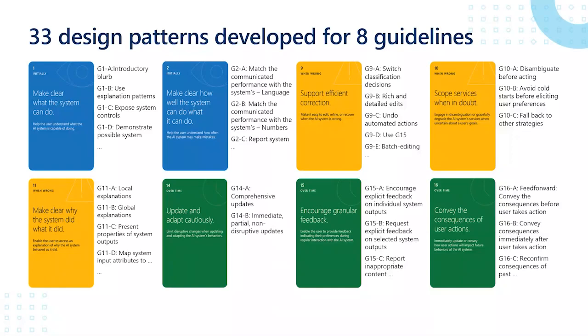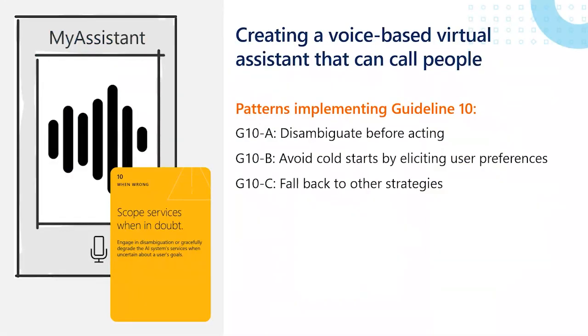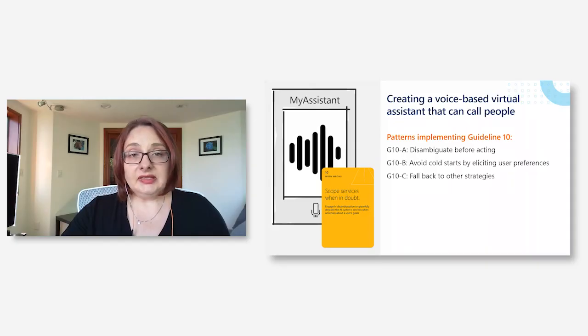So you can see here the list of patterns, and I'm going to illustrate a pattern again for guideline 10 with the same scenario of a voice-based virtual assistant that can call people. In this case, we have synthesized 3 patterns that can be used to implement guideline 10. A, disambiguate before acting. B, avoid cold starts by eliciting user preferences. And C, fall back to other strategies. So in this case, I pointed out that disambiguating before acting might be a more appropriate pattern for this scenario.